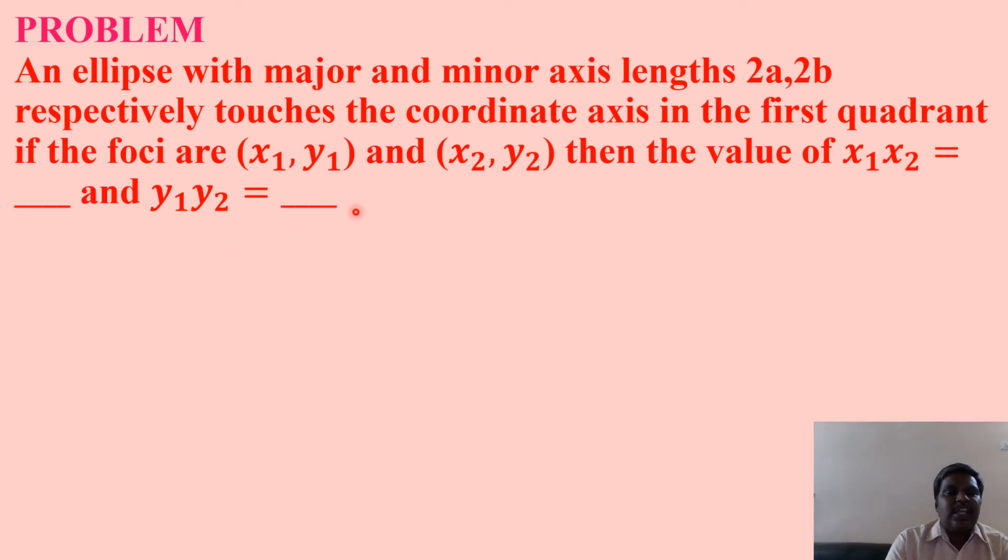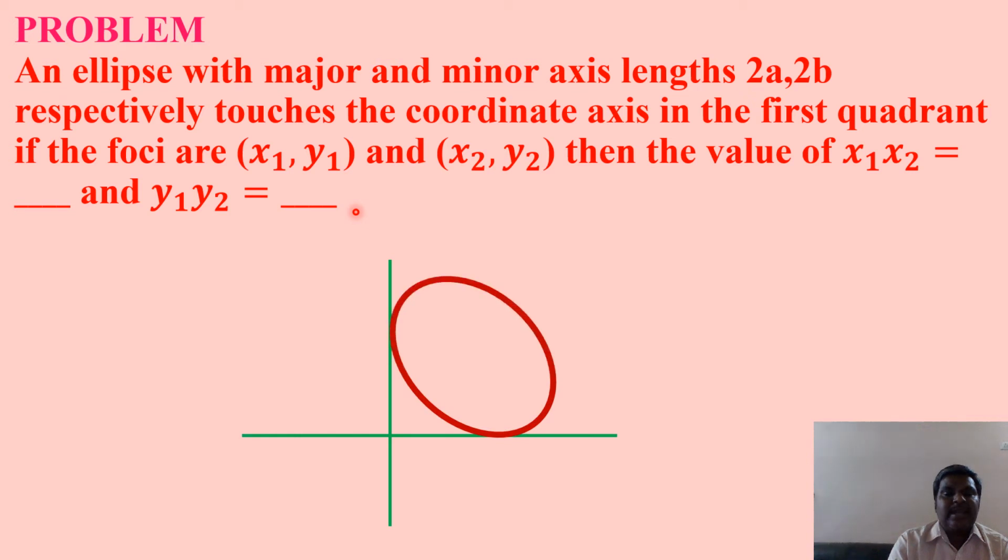One ellipse is there. Its major axis length is 2a and its minor axis length is 2b, and the entire ellipse is in the first quadrant. Its foci are given to you. One is (x1, y1) and the other one is (x2, y2). Then they are asking the values of x1 into x2 and y1 into y2 respectively. For this, what you have to do? Consider the coordinate axes as shown in the figure.